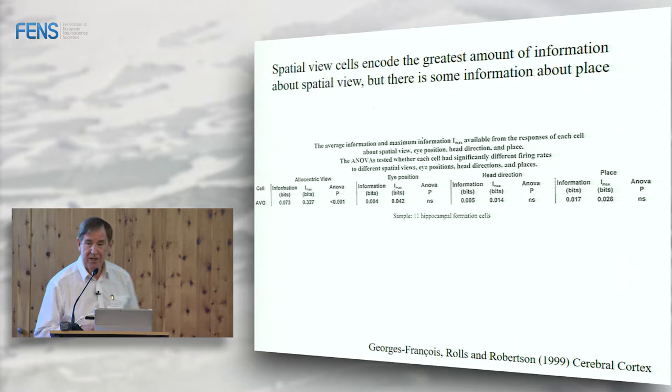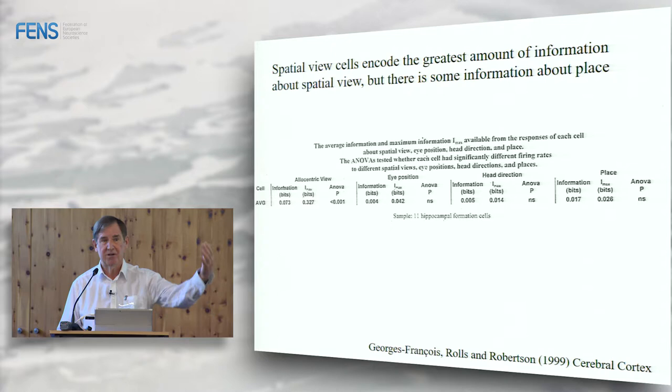So what we did is we applied Shannon information theory to the responses of these cells, to the firing rates. What you find is that for allocentric view, where the monkey's looking in the world, we were able to get 0.327 bits of information on average from a cell. Okay, that's the maximum information that it provides when you're looking at one particular part of the world.